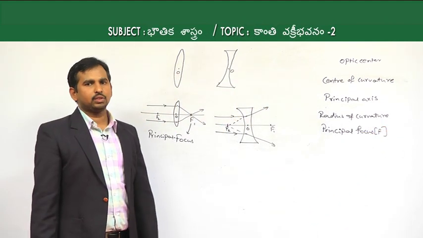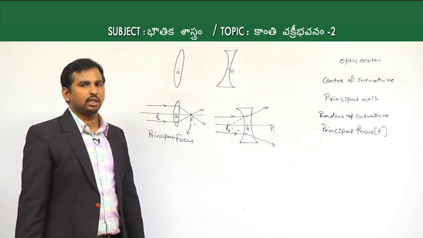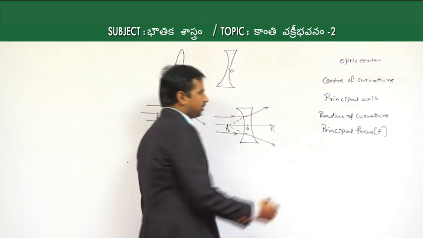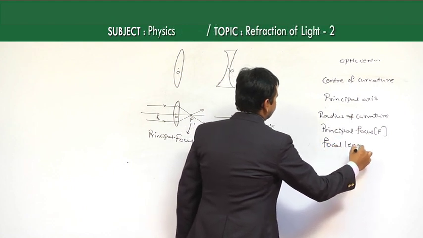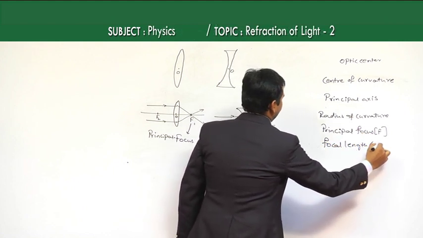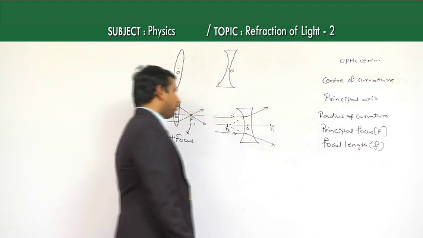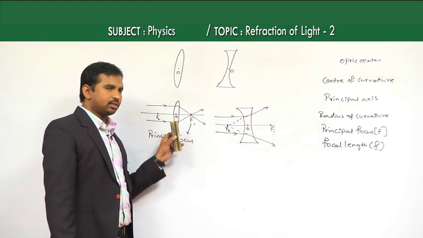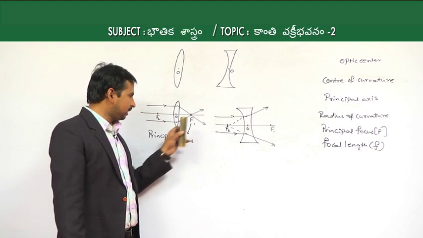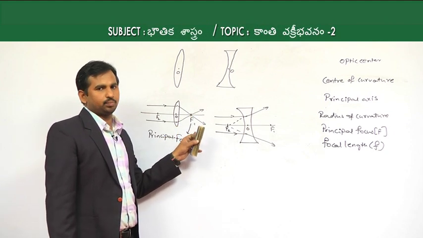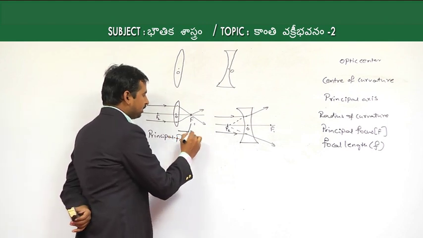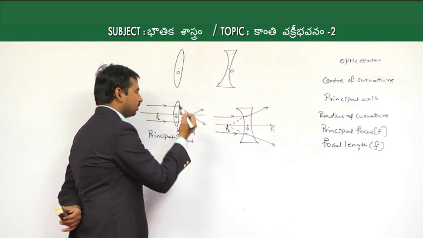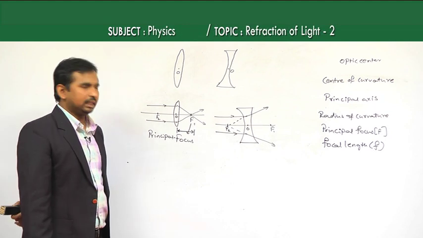And the next one we have is the focal length, which is the distance. Focal length, small f. Focal length is nothing but the distance between the optic center and the principal focus. The distance between the optic center and the principal focus, this we call the focal length.